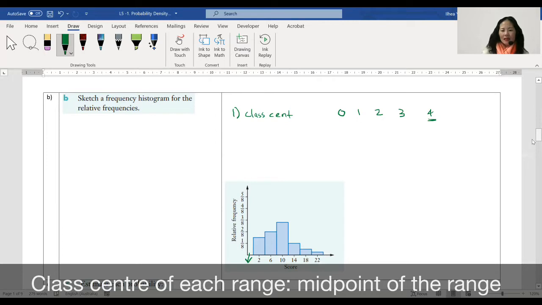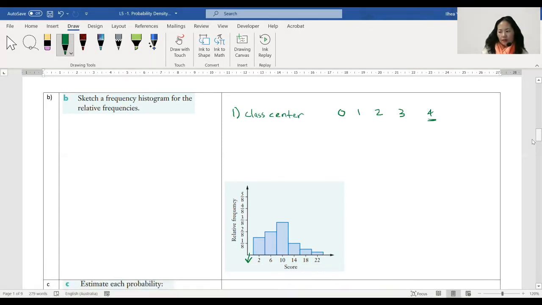So what is a class center? It's the middle. So we need to have a middle. The middle one is 2. That's my class center, so that's 2 here. The second one was including 4, 5, 6, 7, 8 is not quite there, so that would be 6. As you can see here, for score, we got 2, 6, 10, 14, 18, 22, because that's the middle part.